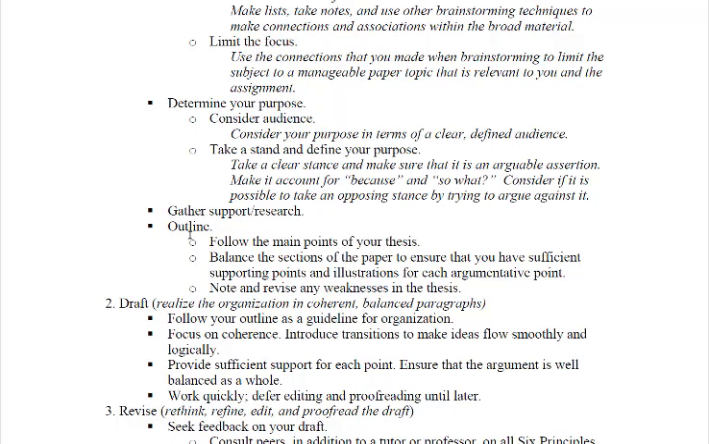And you want to make sure that you have coherence between your sections, so that your methods section, results section, and discussion follow a similar order, and that your introduction and discussion sections contain similar concepts. Okay, and not in paragraph form; this is going to be a bullet point outline. Make sure that it follows the main points of your thesis. You want to balance the sections of your paper to ensure that you have sufficient supporting points and illustrations for each argumentative point.